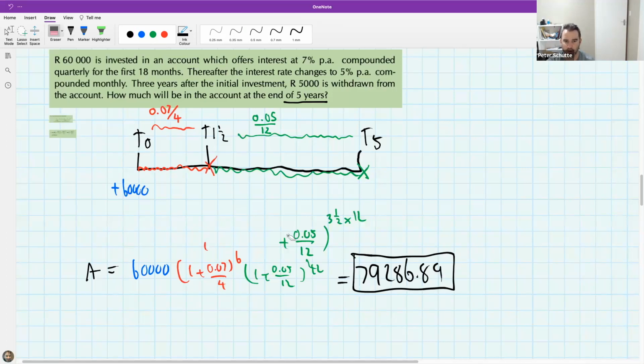Ashton, we're going to start with a new topic on Monday. This is the last lesson on financial maths. Okay, so let's do this last bit.